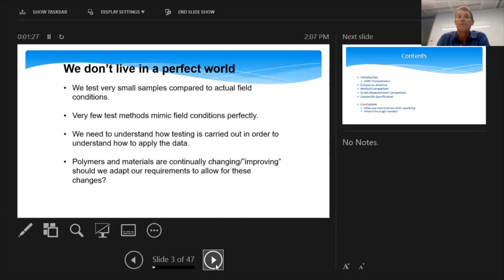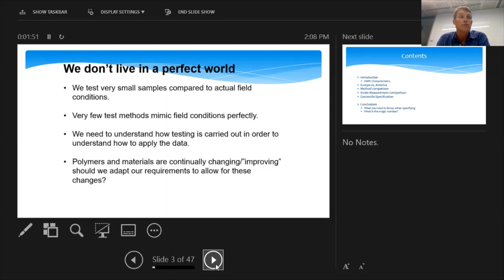Very few tests mimic field conditions perfectly. There's some areas where they overstress materials, there's some areas where they understress materials. So you just need to know what the limitations or the effects of these tests that you're doing are, and how to apply the results that you get from those tests to the real world.